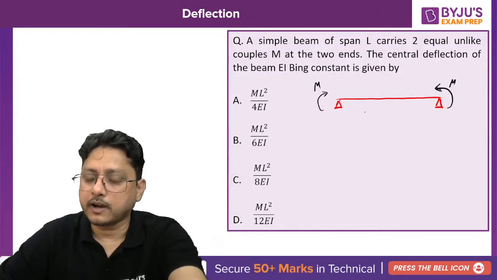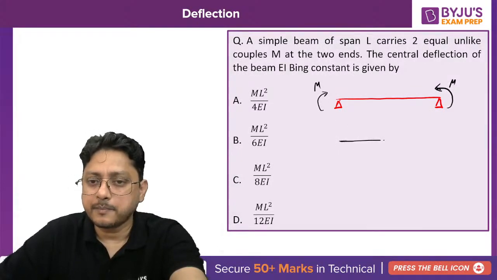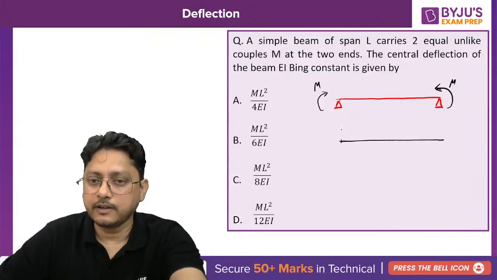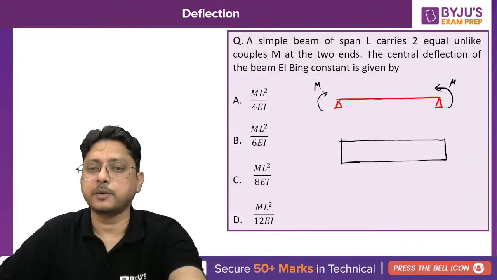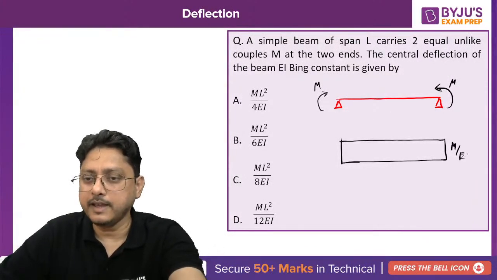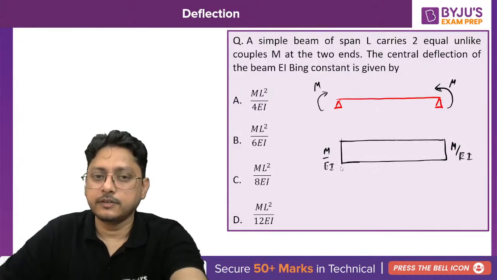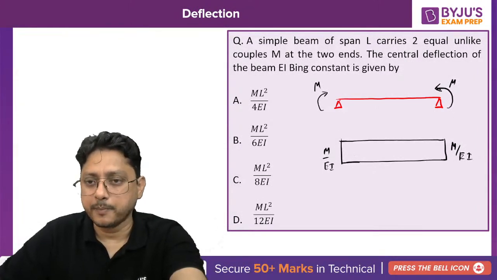If you want to use the moment area theorem, what you will do? First of all, you will draw the M by EI diagram, isn't it? What will be the bending moment diagram for this one? Of course, it is a sagging of beam, and this is the bending moment diagram. If you are dividing by EI, throughout the EI for the beam is constant, so this will become now M by EI and M by EI. This is your M by EI diagram of the beam applied with the moment at both ends.